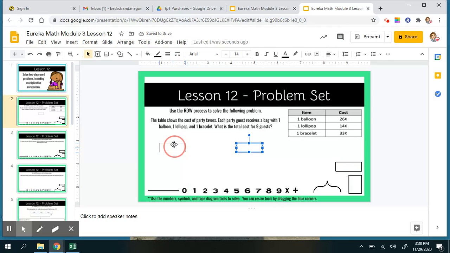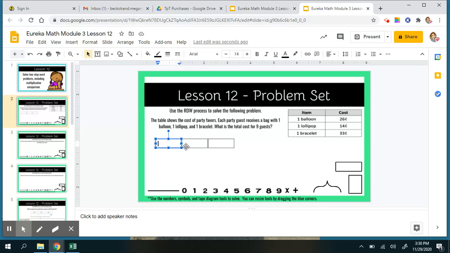First, I'm going to create what we know. I'm going to show a tape diagram. I have 3 different things, because I have a balloon, a lollipop, and a bracelet. So I'm going to have 3 boxes, and each box will represent one of those. In my first box, I can double click on it so I get those blue lines, and that allows me to type. This one we know is 26 cents. That's our balloon.